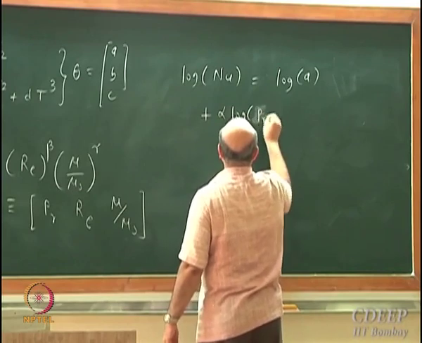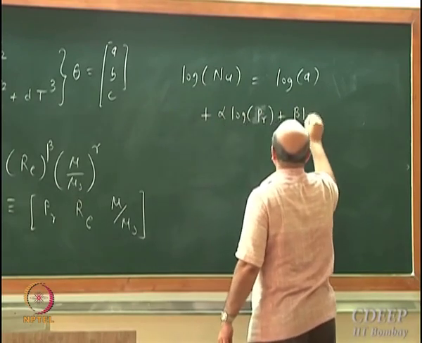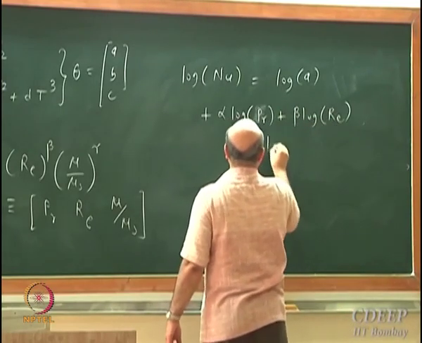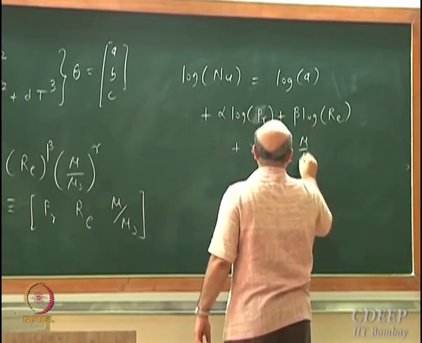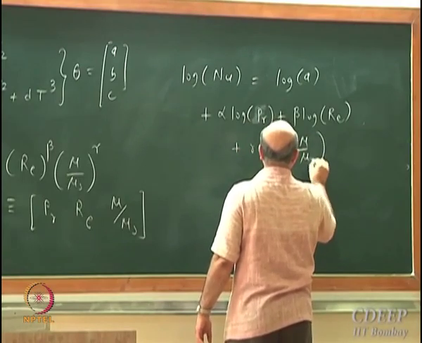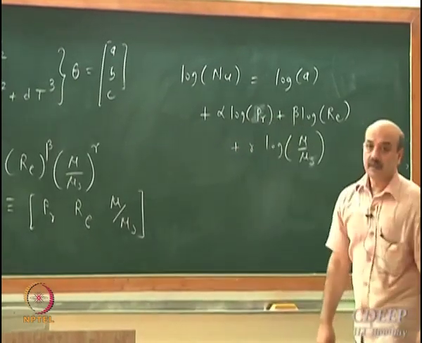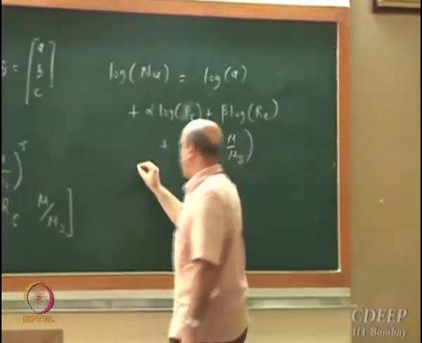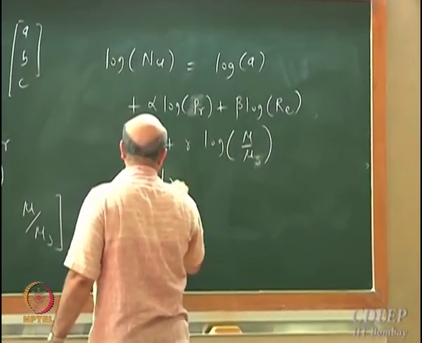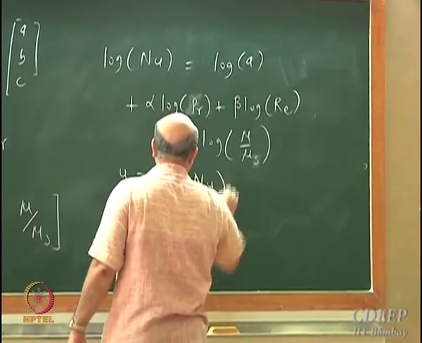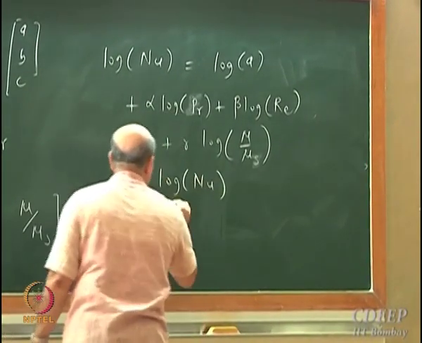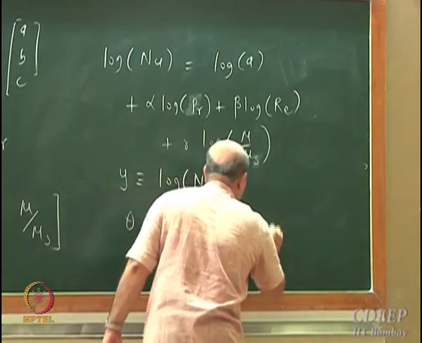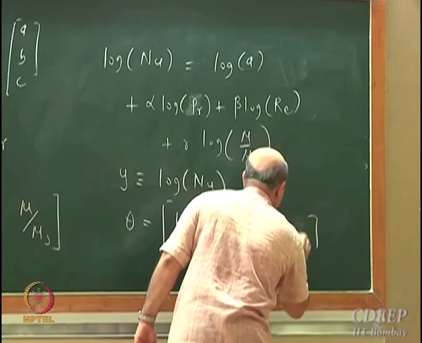was log a plus alpha log Pr plus beta log Reynolds number plus gamma log mu by mu s. Okay. So, with respect to this transformed model, when I said y corresponded to log of nu, theta corresponded to log a, alpha, beta, gamma.